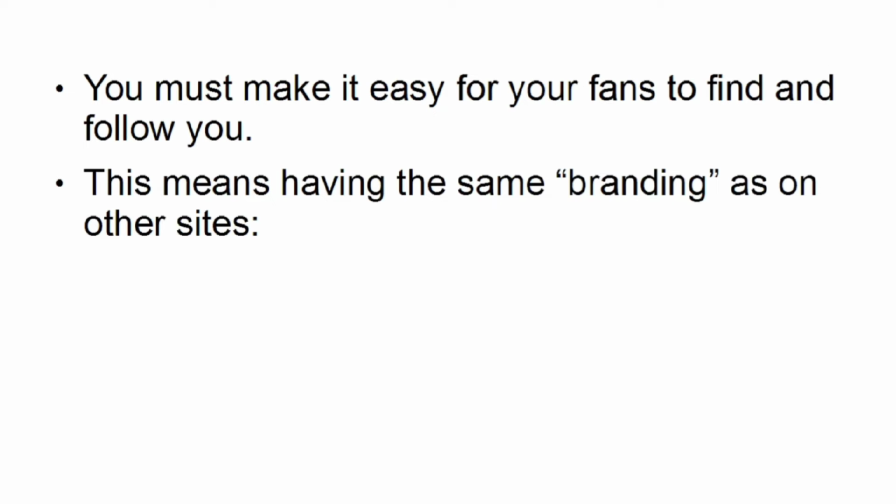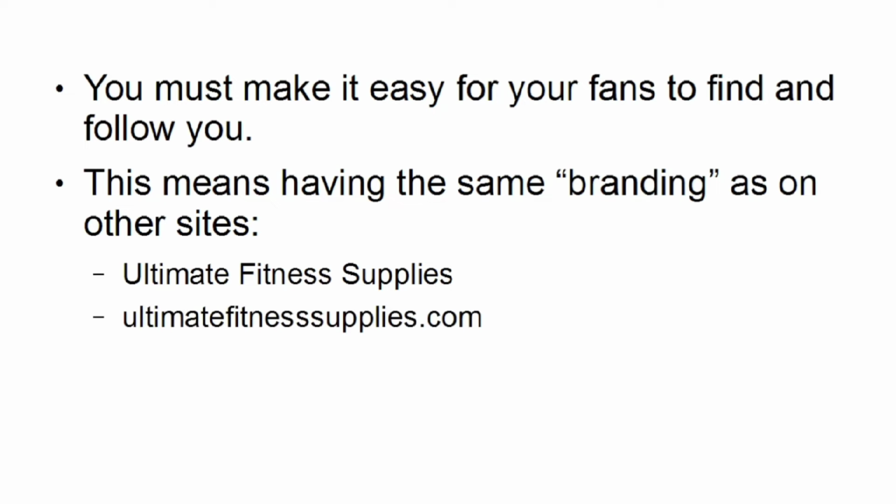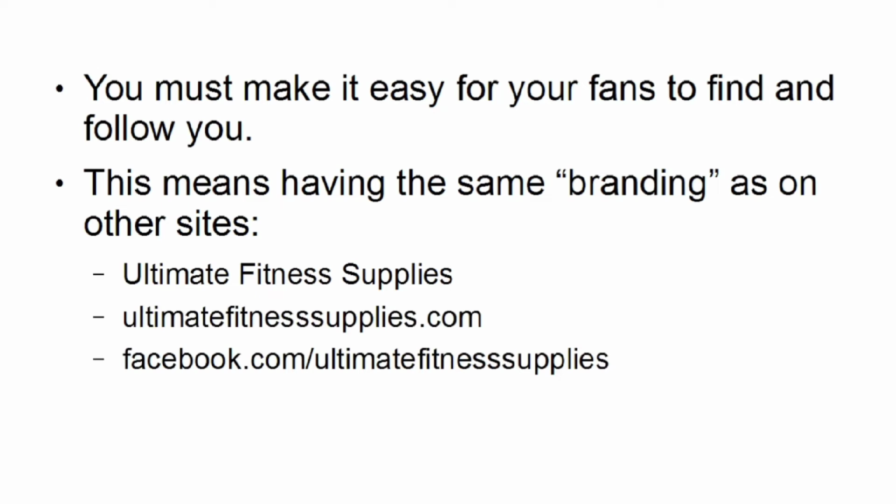And this means having the same branding as on other sites. Now, for example, let's say you run a site in the fitness niche called Ultimate Fitness Supplies, and you supply home gym equipment, say. Well, you would want to call your business obviously Ultimate Fitness Supplies. You would have your website ultimatefitnesssupplies.com. On Facebook, you'd be facebook.com/Ultimate Fitness Supplies. On Twitter, you'd be at Ultimate Fitness Supplies, and so on. And you keep that up all the way across.